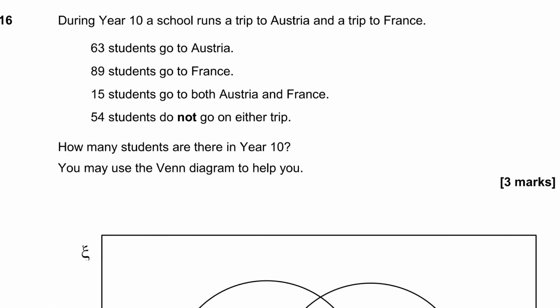During year 10, a school trip runs to Austria and a trip to France. So we're told that 63 students go to Austria, 89 students go to France, 15 students go to both Austria and France, and 50 students do not go on either trip. How many students are there in year 10? You can use a Venn diagram to help you.